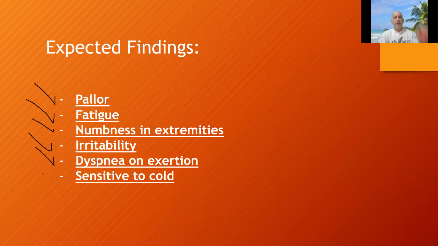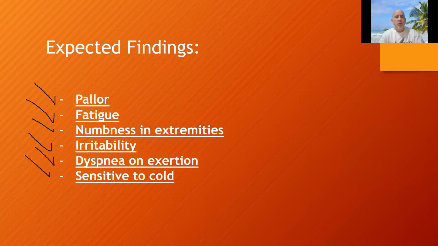Dyspnea on exertion. Sometimes anemia can be very, very subtle. I mean, it's a very slow, gradual process. And this may be one of the first manifestations, a person saying, man, I used to be able to run up those stairs. Now I get to the top of the stairs and I'm exhausted. You know, he goes to the doctor. One of the things the doctor may check for is anemia.